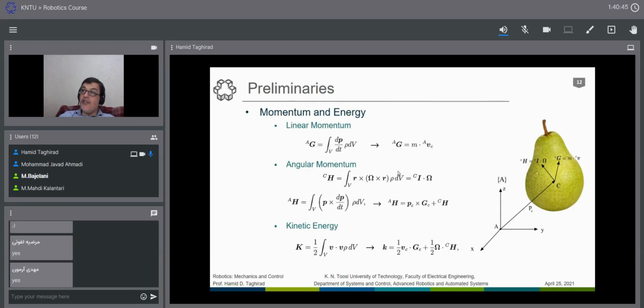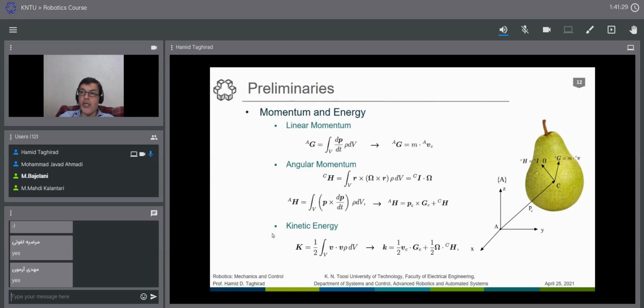Angular momentum is very similar to that. We say that we have the moment of inertia times the angular velocity. The angular velocity of the whole thing is the same, but moment of inertia of which point, or along which point? We call it the moment of inertia about the center of mass. This is very important. The most important point in here is this C point here. So if you would like to find the angular momentum or linear momentum, you should consider it about the center of mass.